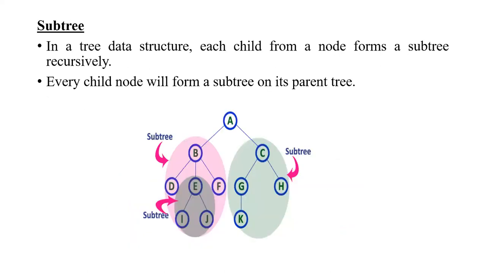Subtree. In a tree data structure, each child from a node forms a subtree recursively. Every child node will form a subtree on its parent tree. So for A, there are two subtrees, left subtree and right subtree. B, D, E, F, I, J forms the left subtree. C, G, H, K forms the right subtree. For B, there are D, E, F. So for E, there is again a left subtree and right subtree. So I and J.